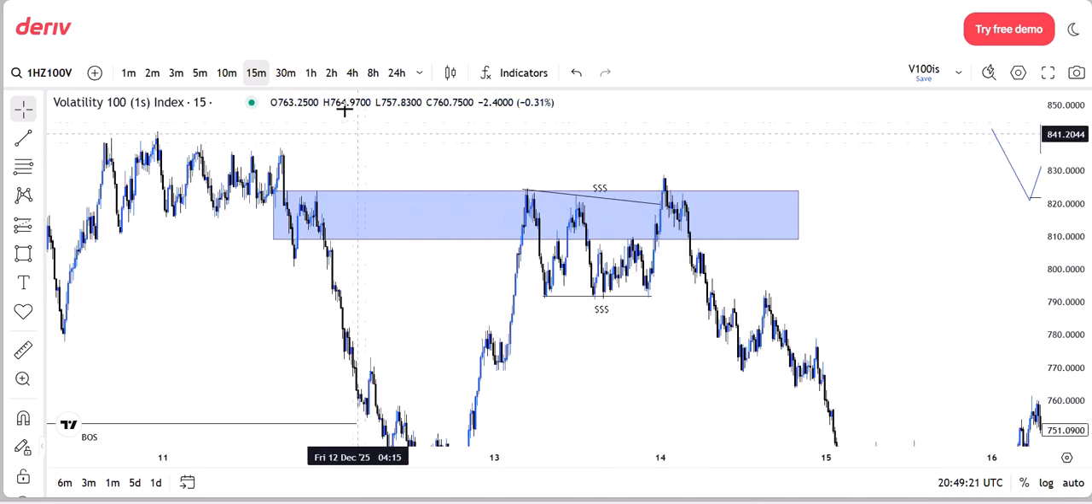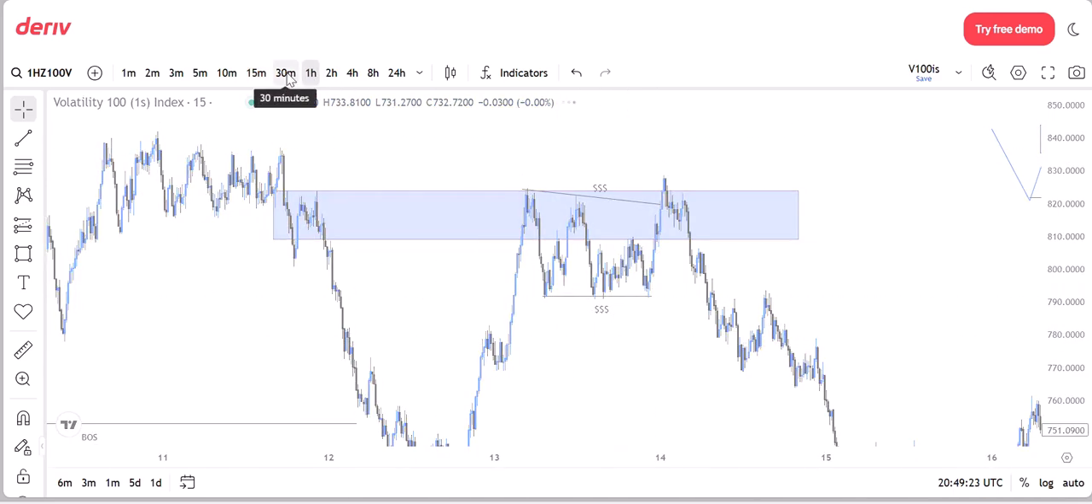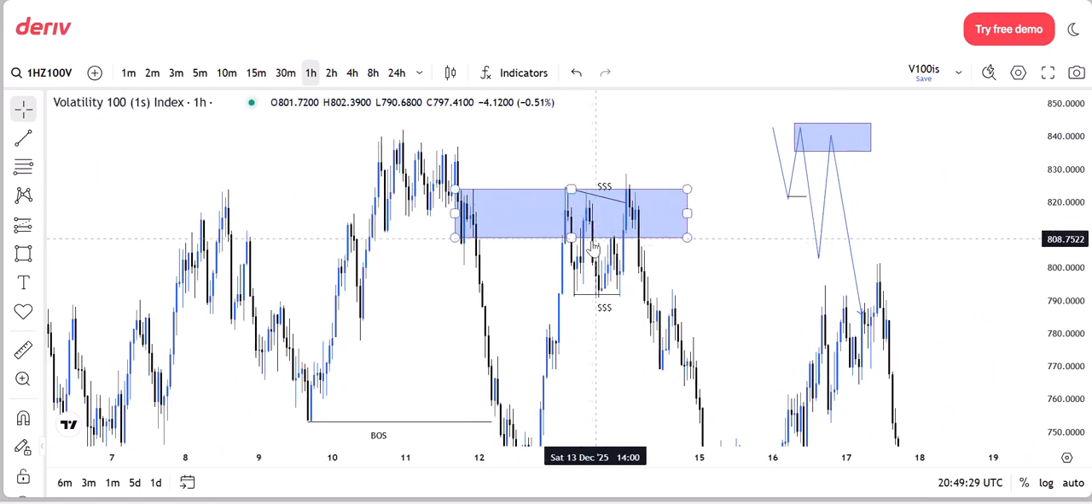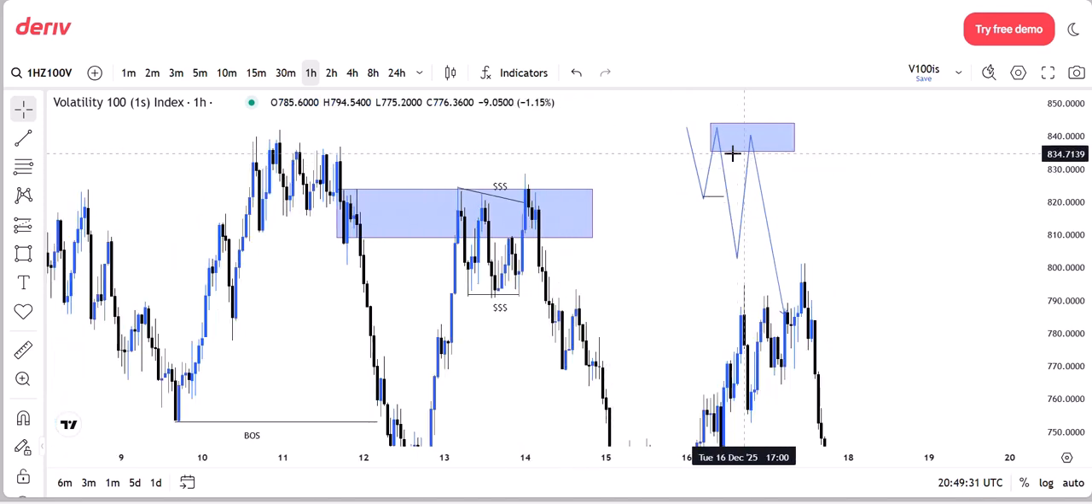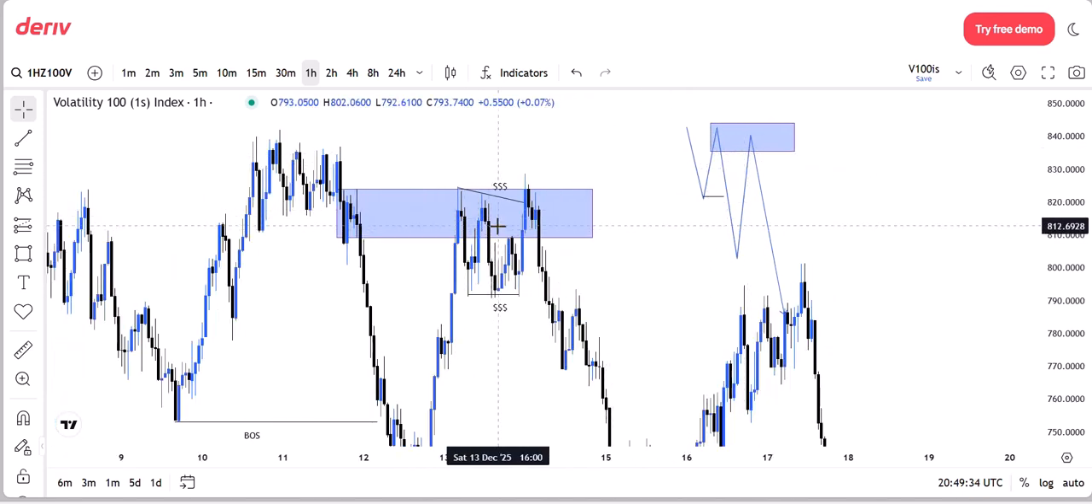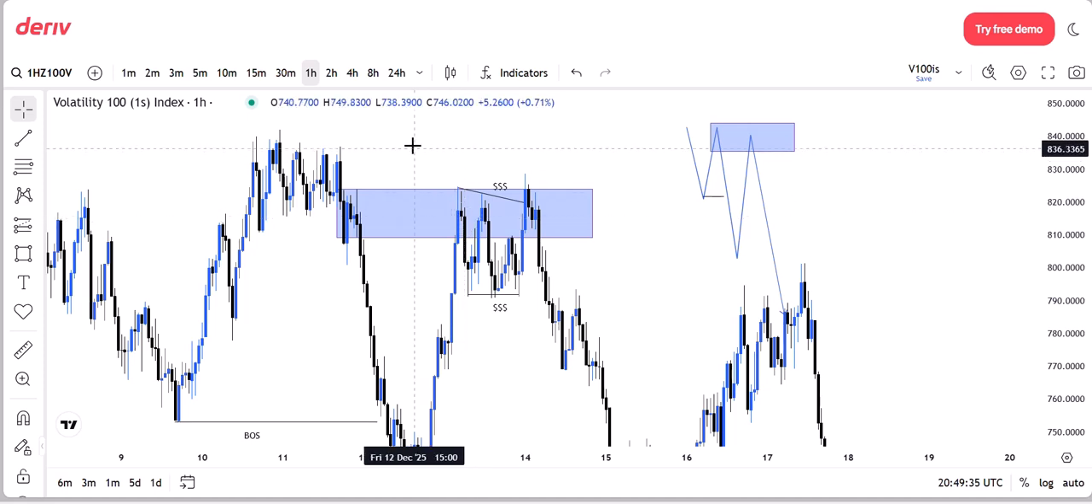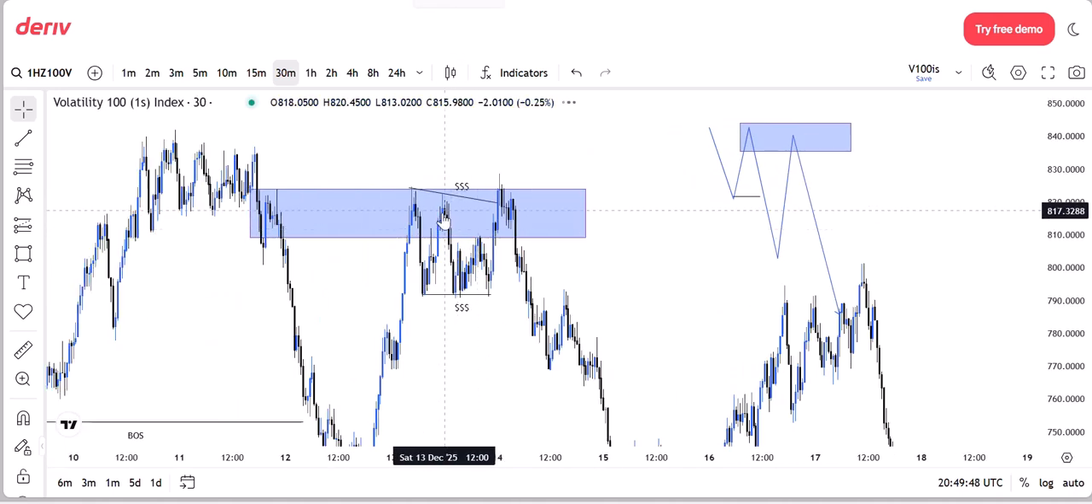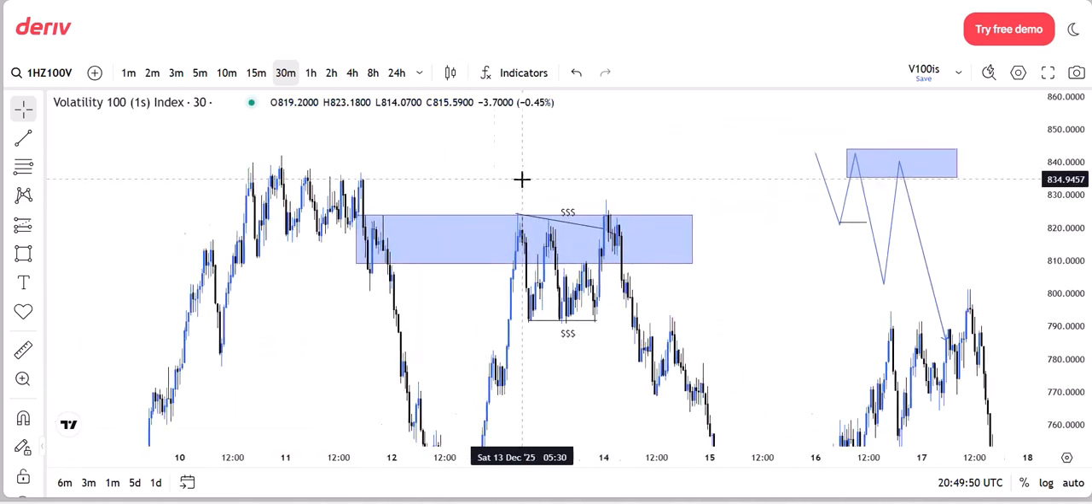Now when price tapped into our zone in the 1 hour time frame, we saw there was no break of structure. We didn't see the kind of pattern that would have made us enter the trade. So we came down to our 30 minutes time frame, and we saw all this.